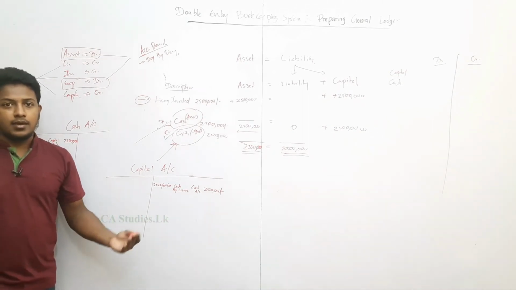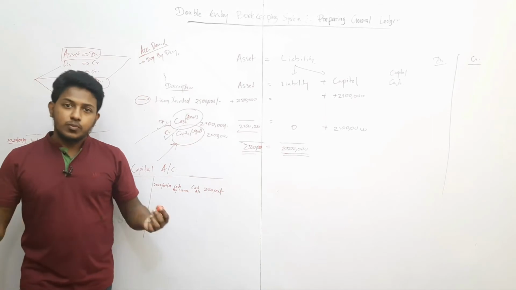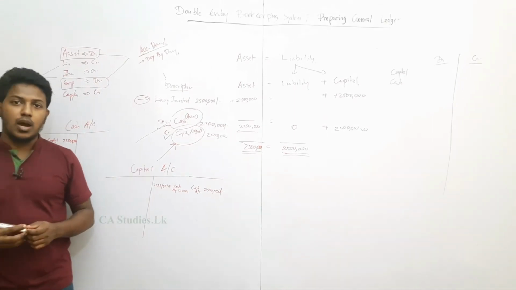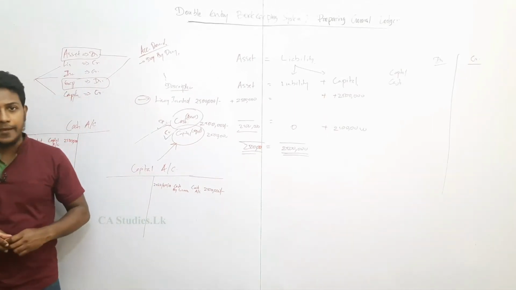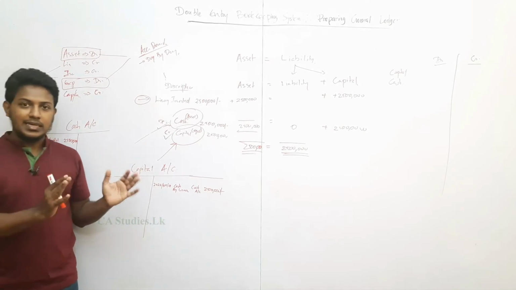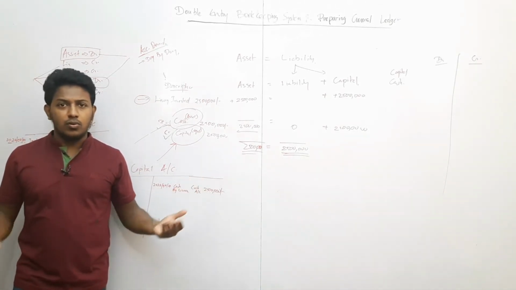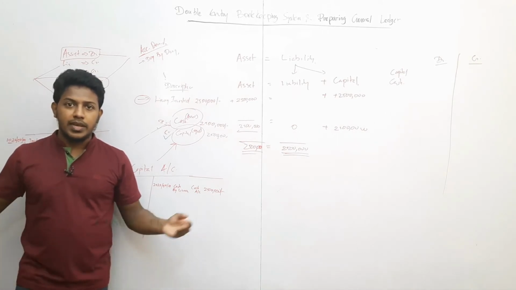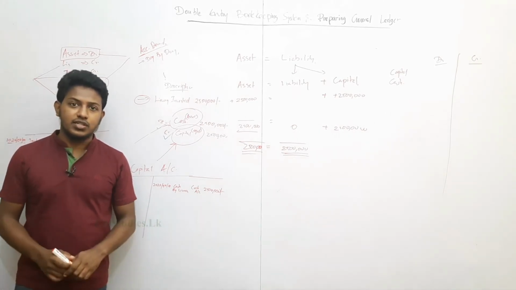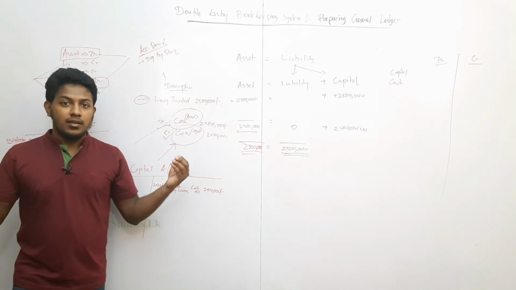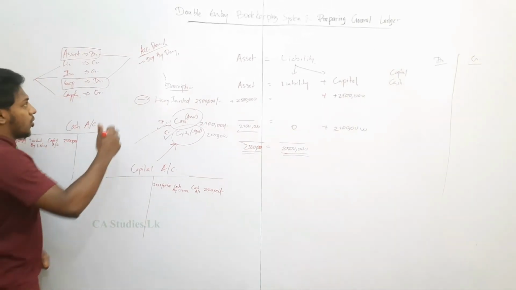For example, take Keells Super. In a Keells Super, what is the sales amount per day? If you take a single showroom, there may be 1 crore of sales. Take more than 96 stores in Sri Lanka. So they can prepare the P&L in one day, or weekly.